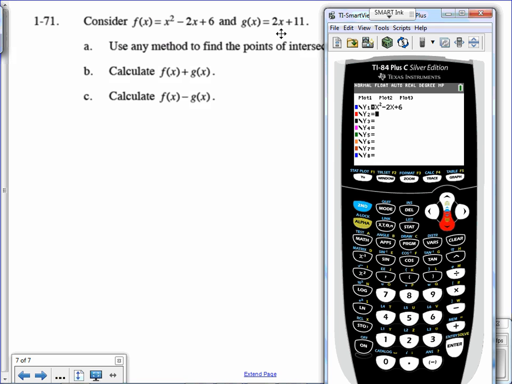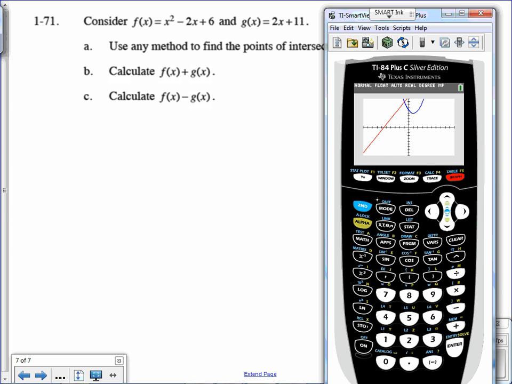We have g of x equals 2x plus 11. So I'm going to graph 2x plus 11. That's my second function there. I'm going to graph it. Let's see, we got a parabola there, and then we have a line that goes up through. Now, if you look closely, you can see one of the intersection points. However, the second intersection point isn't going to show up.